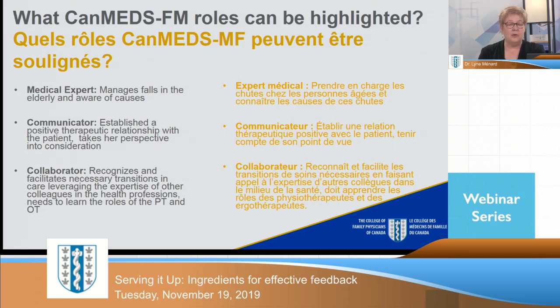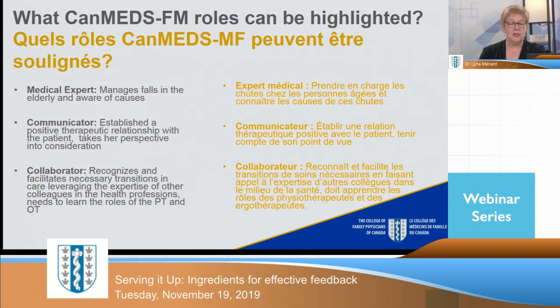For the collaborator role, the teacher can give positive feedback on the initiative to involve the home care team for falls assessment, and some constructive feedback on the need to learn about the roles of other professionals, and maybe offer to organize a meeting with them as a follow-up plan for the learner. Home care in family medicine offers a unique opportunity to highlight the collaborator role and also to help our learners understand how to access healthcare professionals outside of the hospital setting.